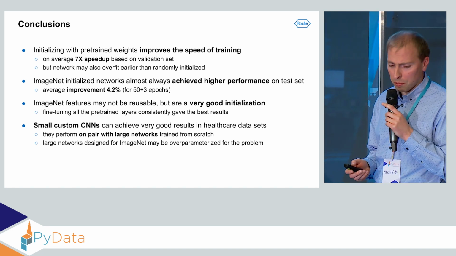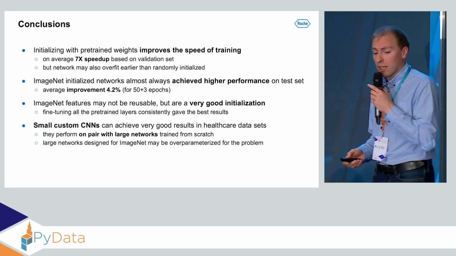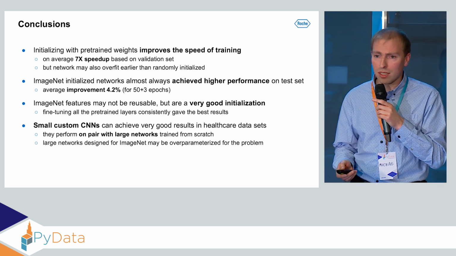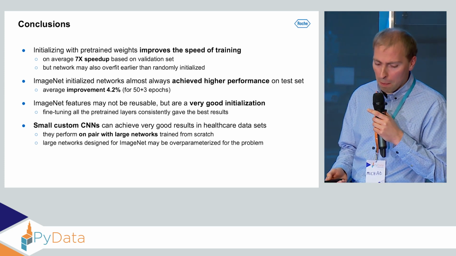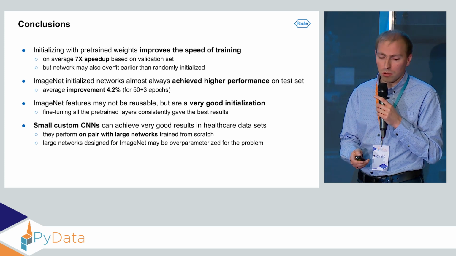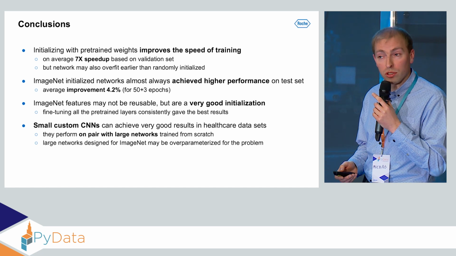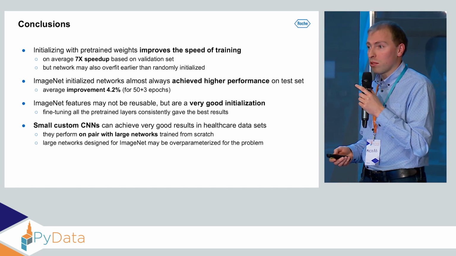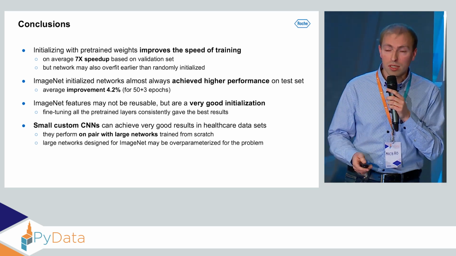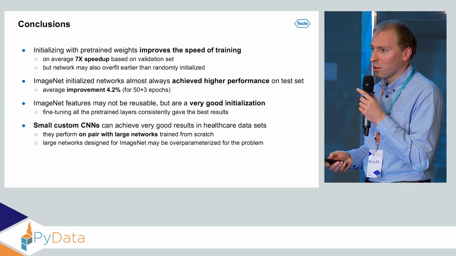So you basically need to fine-tune the entire network, but statistically this is an extremely good initialization or starting point for the neural network. And last but not least, small custom-designed convolution networks can also achieve very good results on healthcare datasets. In our experiments, the small network that we designed performed just as well as the large networks that were trained from scratch. That may also suggest that the large networks designed specifically for ImageNet are simply over-parameterized for the problem.